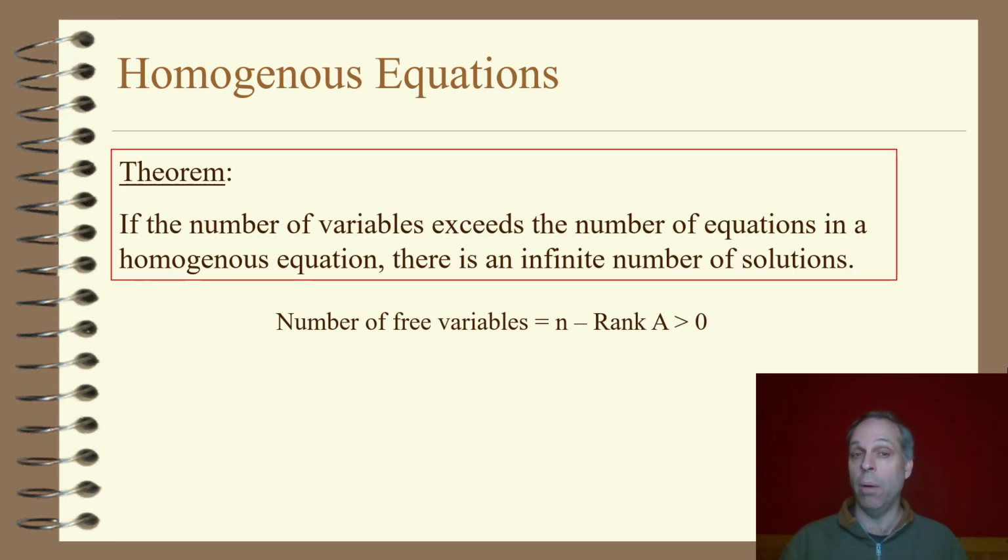but that is going to be less than the number of columns, because there are more variables than equations. So the rank of A is less than n, because n is the number of columns. That means the number of free variables is automatically more than 0, so there is an infinite number of solutions. This is a really nice little trick.